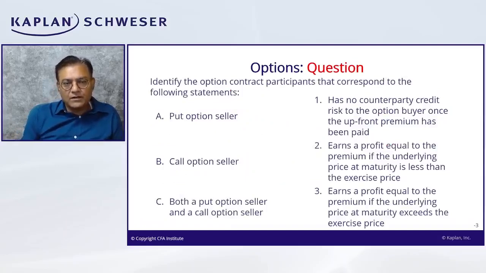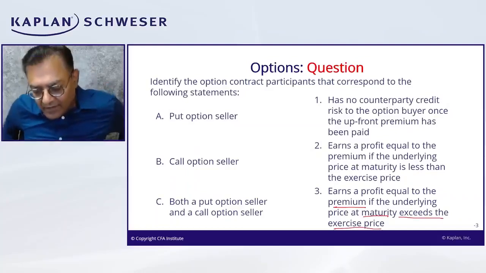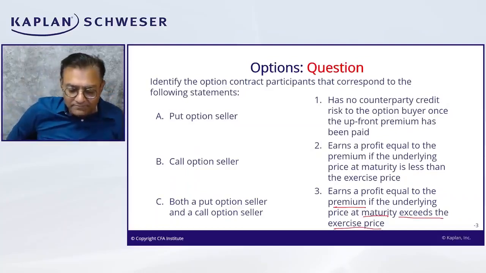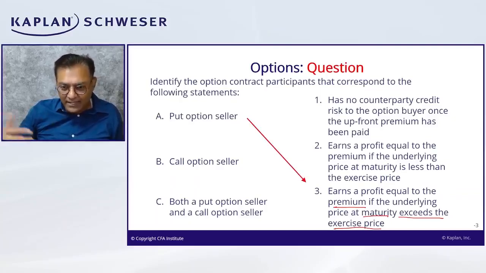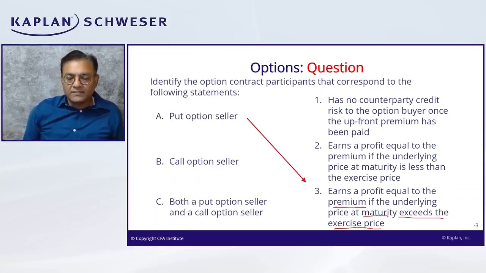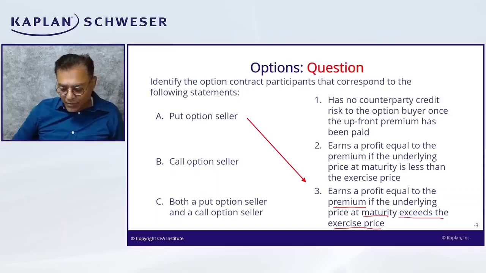So put option seller earns a profit equal to premium if the underlying price at maturity exceeds the exercise price. Remember, put option seller benefits when the stock price does okay or well. So in this case, again, choice 3, earns a profit equal to premium if the option expires worthless, and the option expires worthless if the stock price exceeds the exercise price.